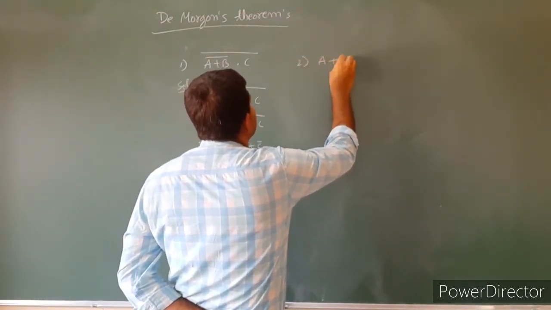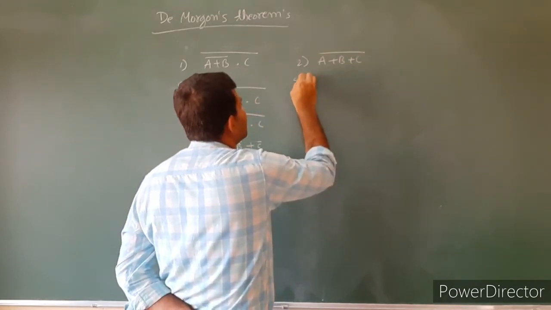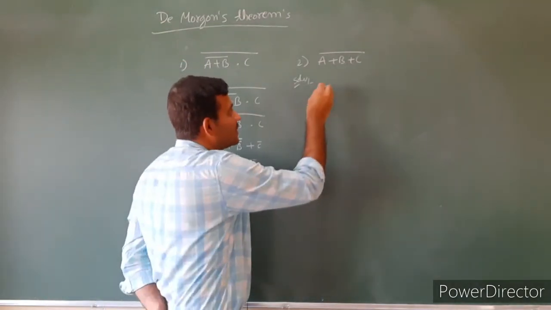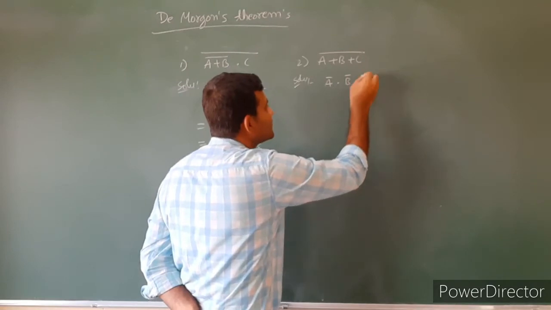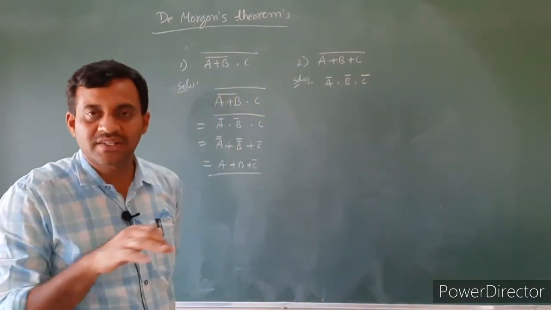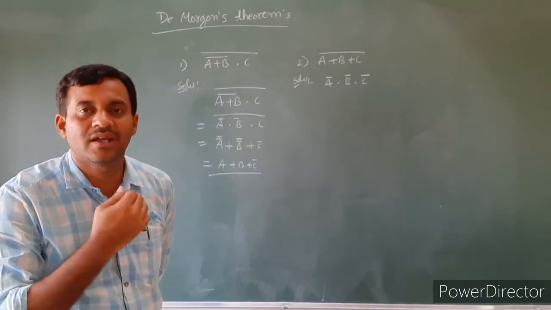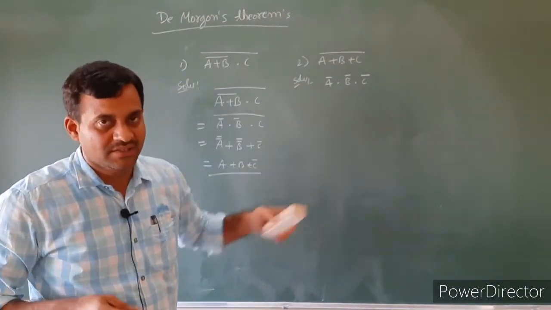Consider one more: a plus b plus c whole bar. It becomes a bar into b bar into c bar. Just split the bar, change the sign. So that is the main implementation of De Morgan's theorem.